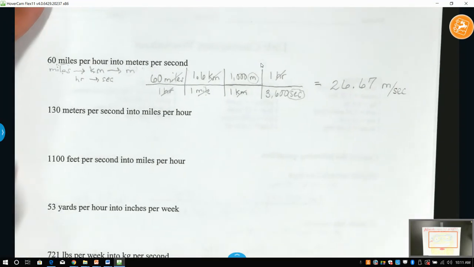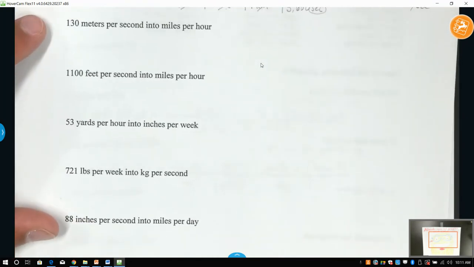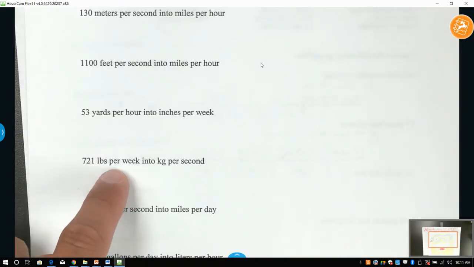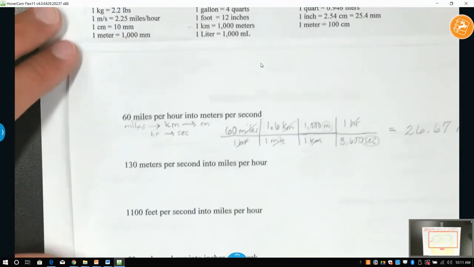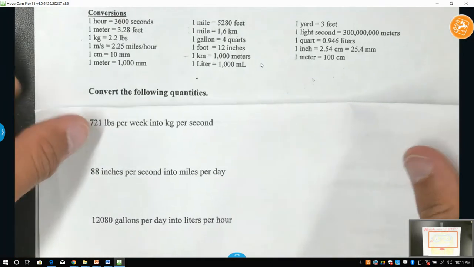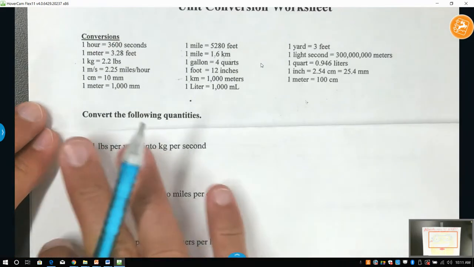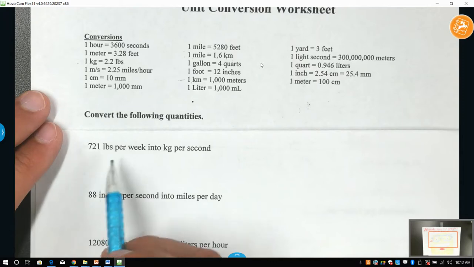All right, I want to try, let's try the 721 pounds per week into kilograms per second. All right, so I have my conversions here. Let me just fold this so we have room to work. So we have our 721 pounds per week into kg per second.